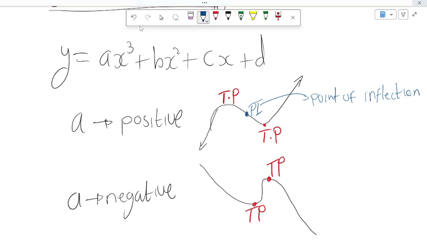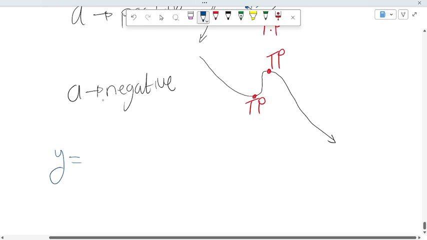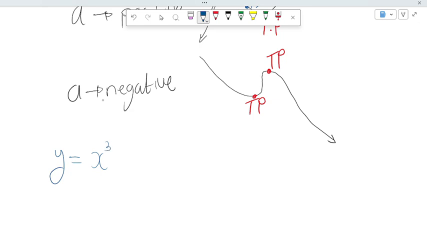Okay, let's say we are given y is equal to x to the power of 3 plus 2x squared plus 3x minus 1, like this. How do you find the turning points?